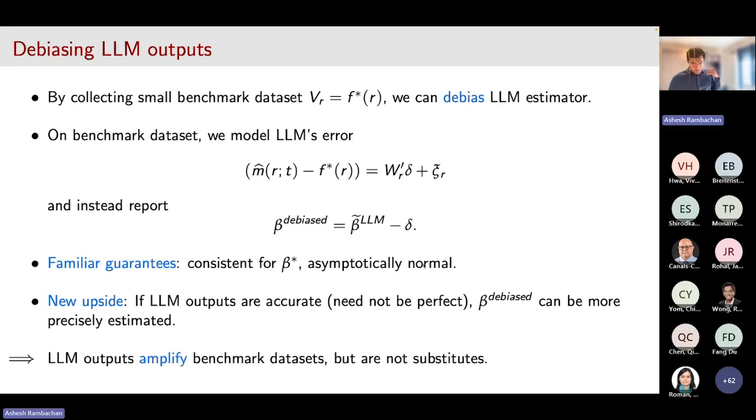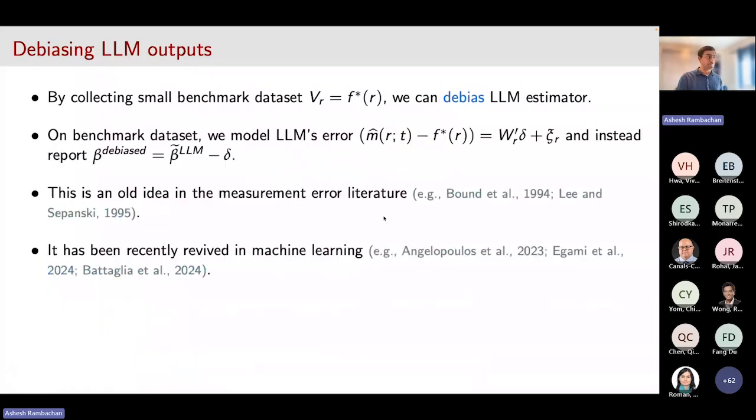So, we can do the same exercise of setting up a sampling distribution and show that as the size of the researcher's corpus grows large, this debiasing procedure is consistent for beta star, asymptotically normal. We can calculate standard errors by bootstrapping. But there's a clear value of using large language models here, which is that if the LLM outputs are at all accurate, then beta debias can be more precisely estimated than if you only use the validation sample on its own.